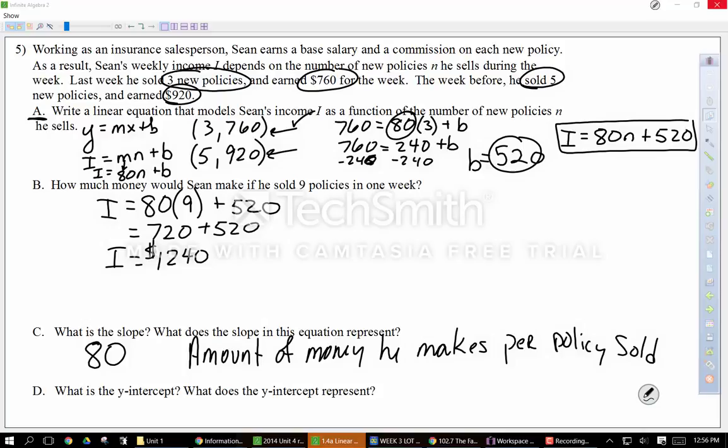There are many different ways you can write that, okay? That one there, amount of money he makes per policy sold, is not necessarily the only acceptable answer. It's case by case. Depending upon what you write, if it makes sense to the problem, then it will be marked correct also. What is the y-intercept? The y-intercept is 520.